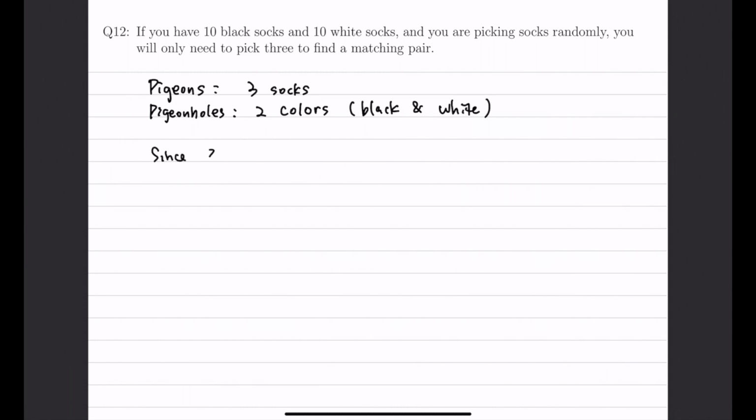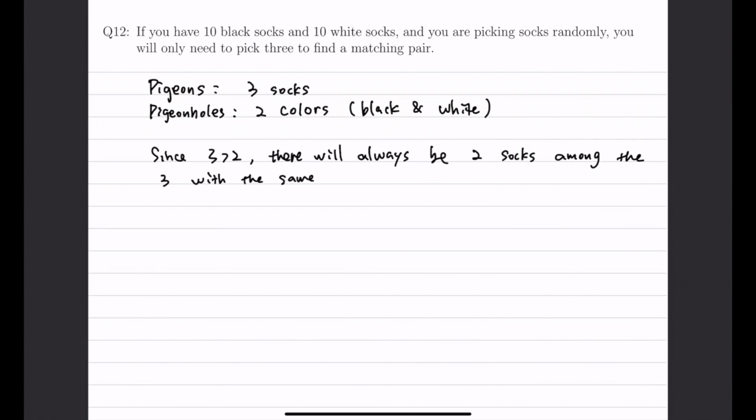And since 3 is larger than 2, there will always be two socks among the 3 with the same color, and are thus matching.